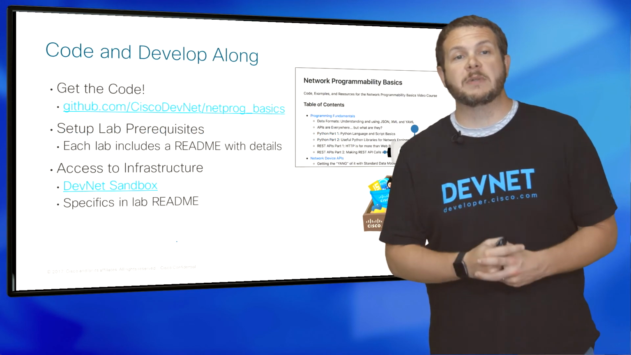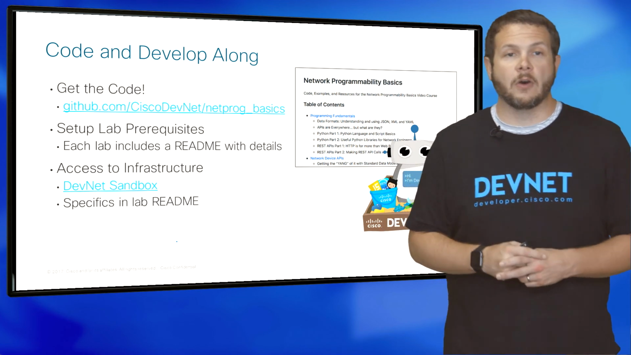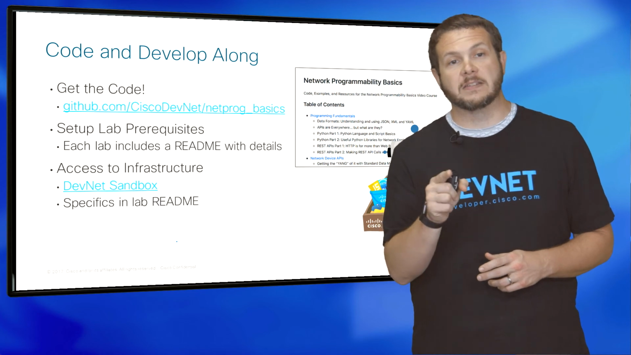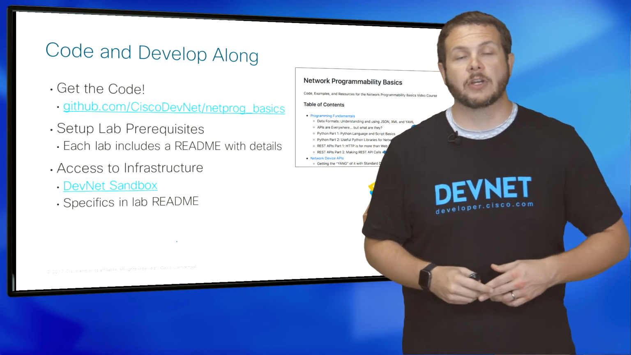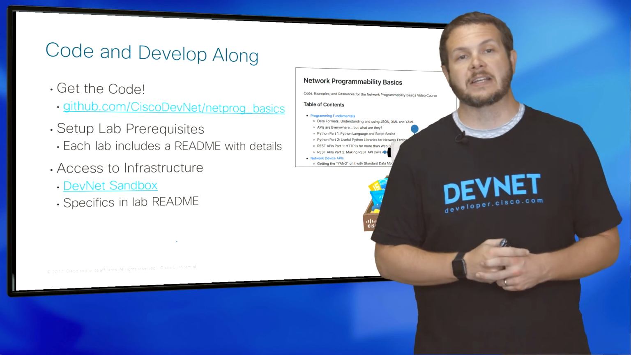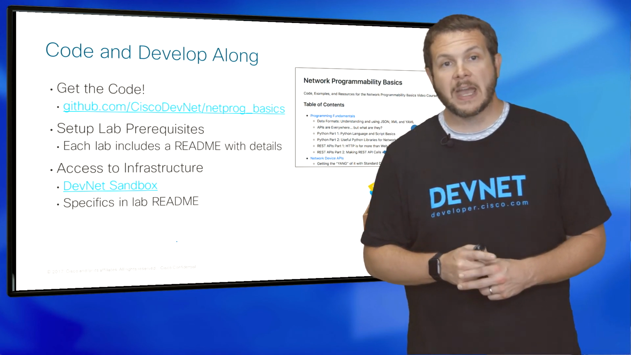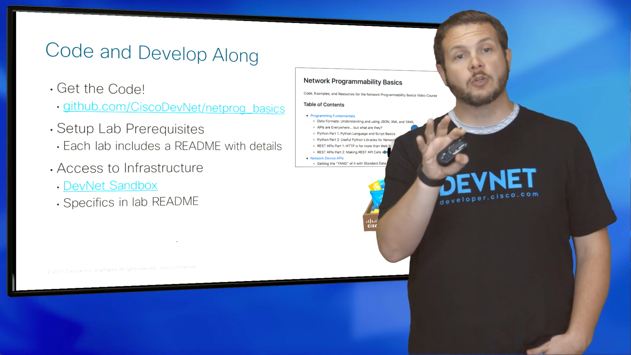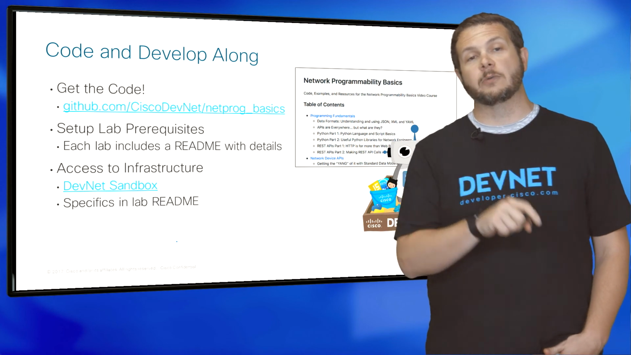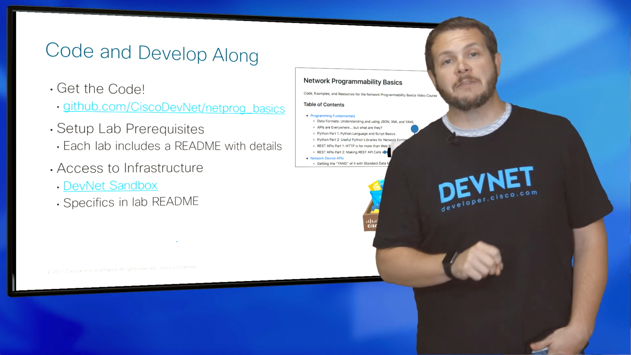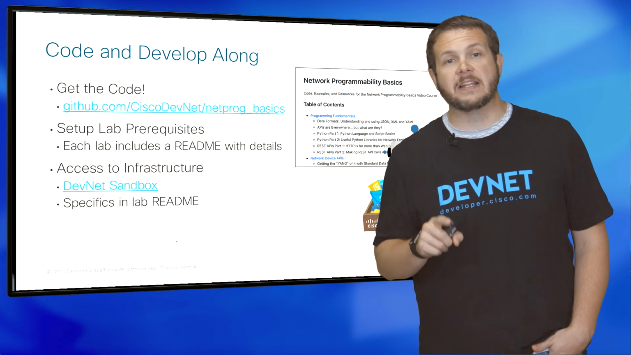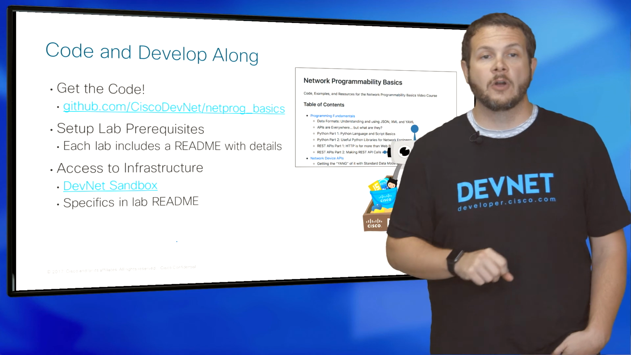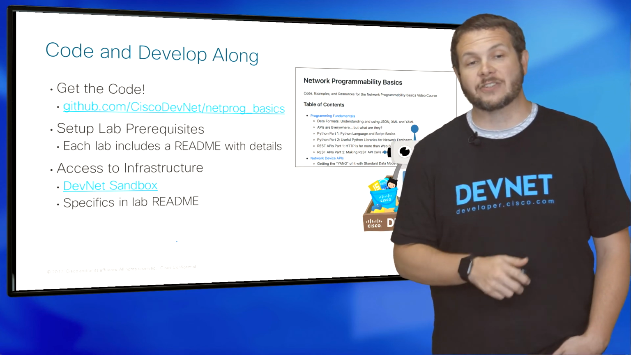If you want to follow along with me in this lab and this lesson, by all means do so. Jump up to github.com/cisco-devnet/netprog_basics and you can download or clone all of the code and README information necessary to execute all of the labs in the video course. Every lab includes a README that details all the prerequisites necessary to set up your infrastructure, your workstation, your laptop, so that you can follow along with me. Now for the access to the infrastructure that we're leveraging in these exercises, DevNet Sandbox is ready to go. Every lab README indicates which sandbox you should go ahead and reserve or which sandbox you're going to take advantage of with these exercises that we're looking at.